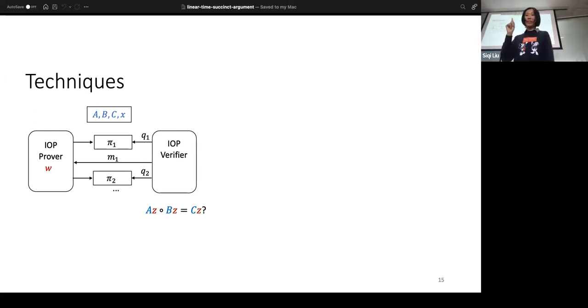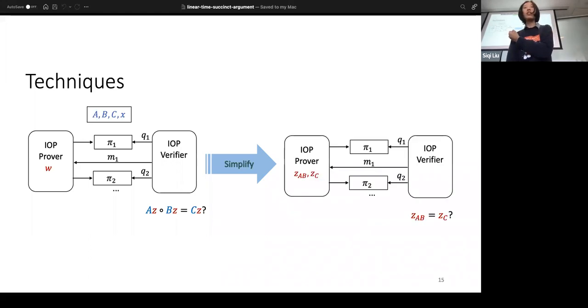I think there are many floating parts in this construction, so it would be too complicated to fully present it in this talk. So I instead want to just show how to construct an IOP for a much simpler language here. But all the interesting ideas behind the construction are still there. So I think there's really no loss in this simplification in terms of presentation.